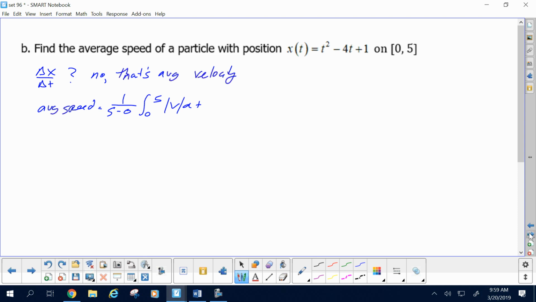Okay, the only way I'm sure that's safe is the average value of the speed function, which is the absolute value of velocity. I wasn't quite sure if I could find average velocity by doing change in position over time and just take the positive. I don't know if that works for anything, so.